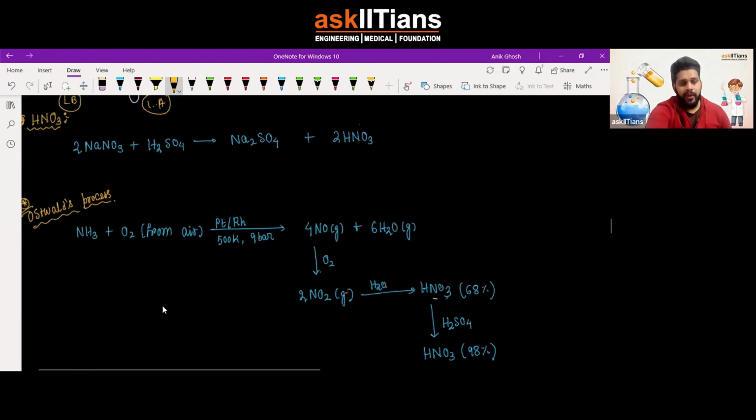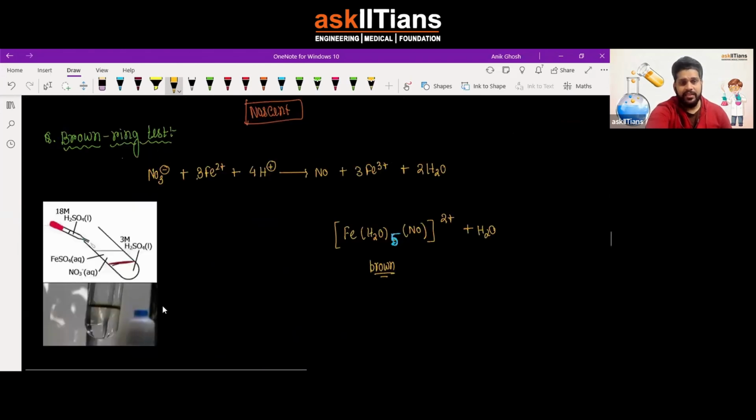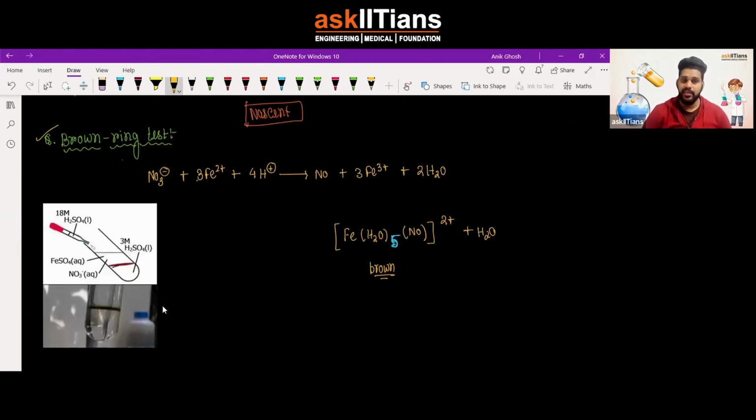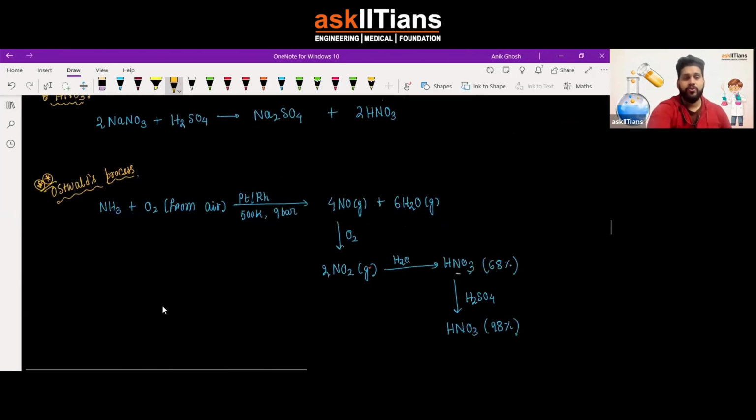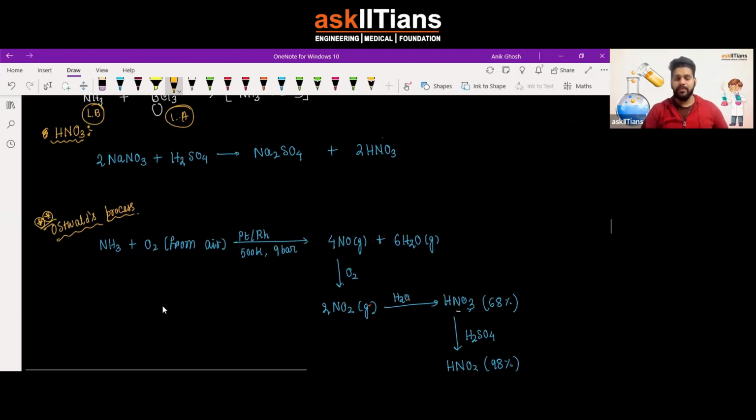Now, the other compound is nitric acid. Guys, for nitric acid, the brown ring test is really, really important. In analytical chemistry, in our classes, you have seen the brown ring test already, so this part would be a little bit easier for you. How do we form this nitric acid? There is a very simple method, which is NaNO3 plus H2SO4, a double displacement reaction, giving Na2SO4 plus HNO3. But this process is not at all important. The important process is the Ostwald's process.